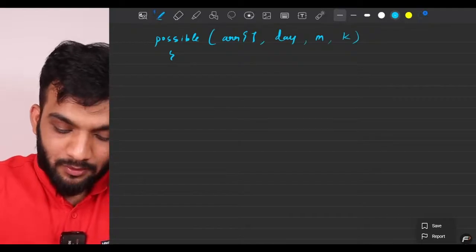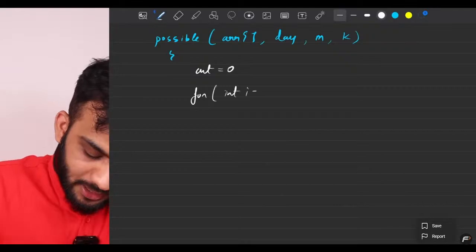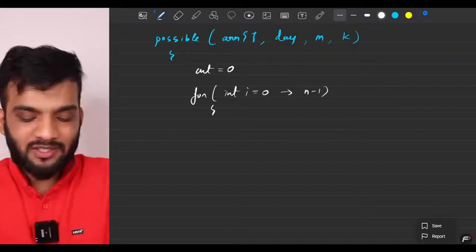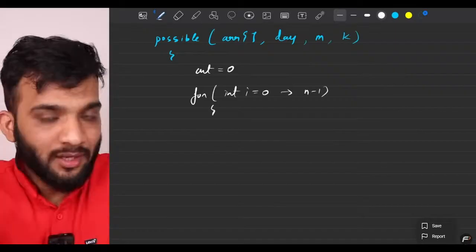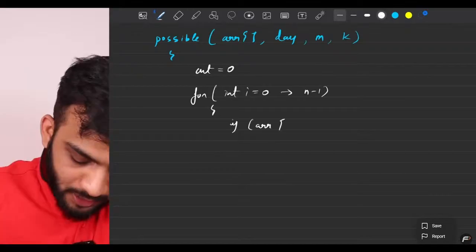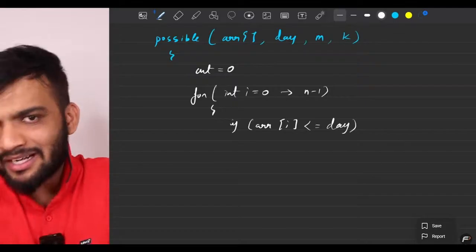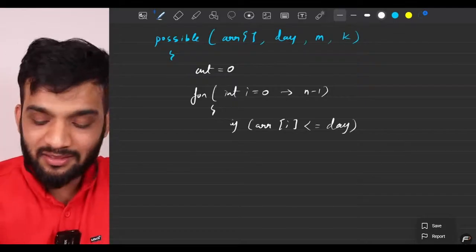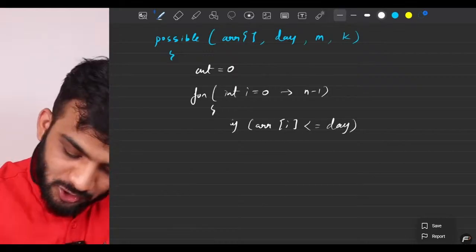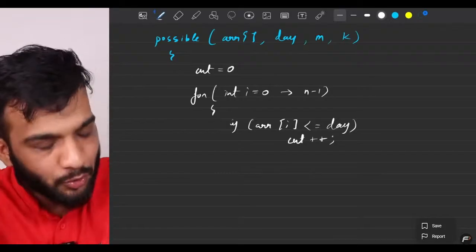So let's take initially the counter to be 0. And let's start from int i equal to 0, and I can go on till n minus 1, which is basically the size of the array. I know one thing. If array of i is lesser than or equal to the bloom day, like whatever day you are considering, if you are considering 8th, if you are considering 9th, that means the blooming is possible. If it is possible, you simply do a counter plus plus.